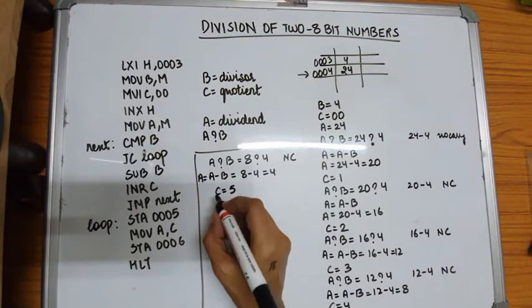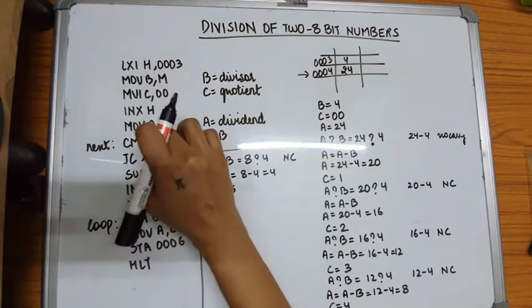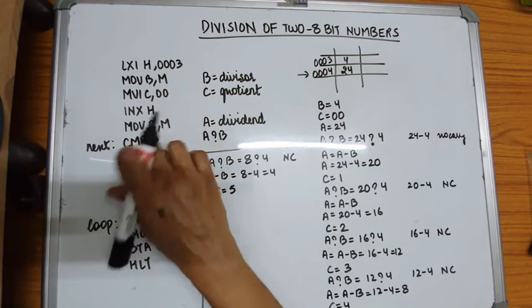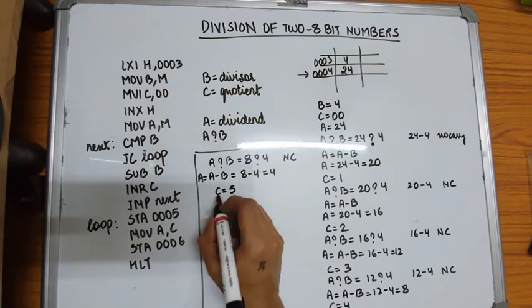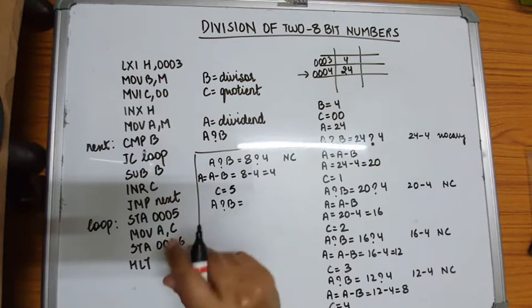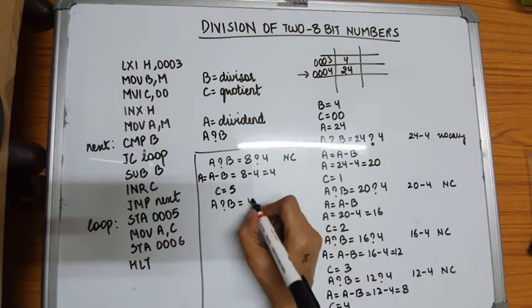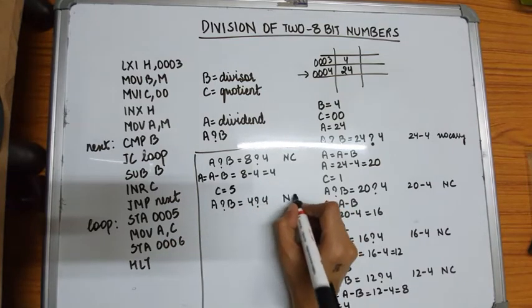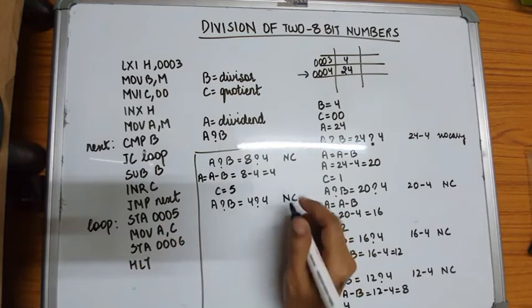Jump next. I again come to CMPB. This is the terminating condition actually. We'll keep comparing A with B. So A is storing what? 4. So 4 compared with 4. Again, no carry generated. 4 minus 4 does not generate a carry.